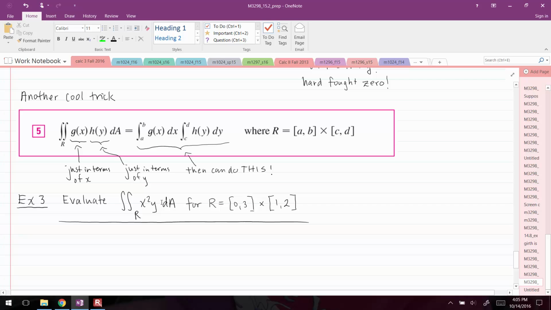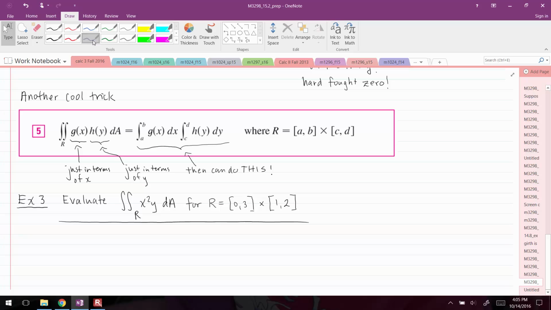We have x squared y. Notice that we could write those distinctly as a factor of a function of x times another one that's in terms of y. So we're going to use that trick. Order doesn't matter. I'm just going to do the x stuff first. So the 0 and the 3 are having to do with the x. And then I'm going to multiply by the integral of y with respect to y, is what that handy rule says we can do.